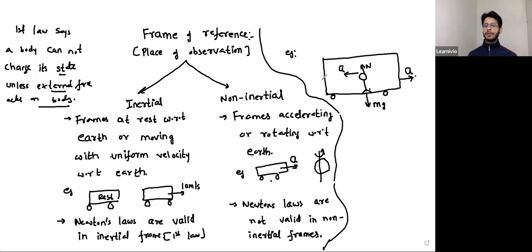He moves in the backward direction. So if the man moves in the backward direction, then there should be some force. If Newton's first law is correct, then there should be a force which forces this man to move in the backward direction.